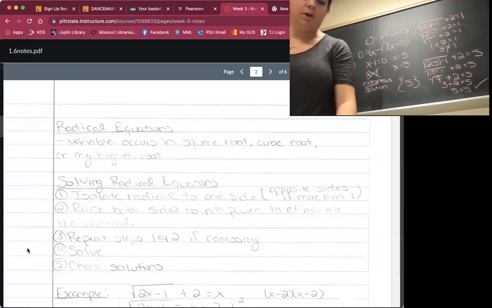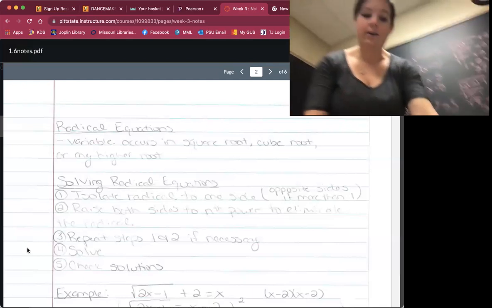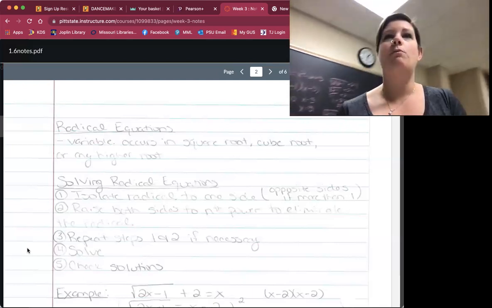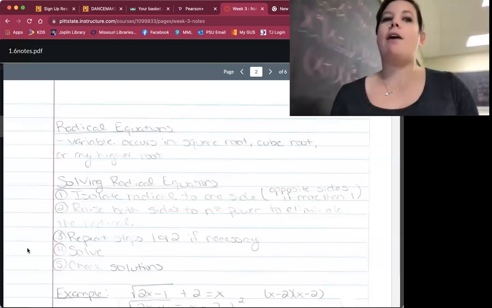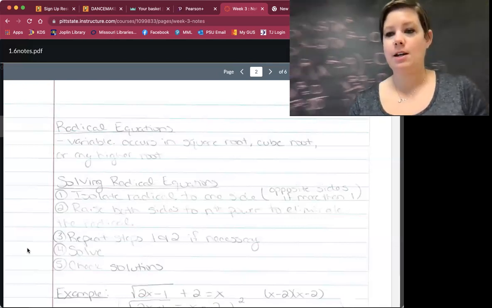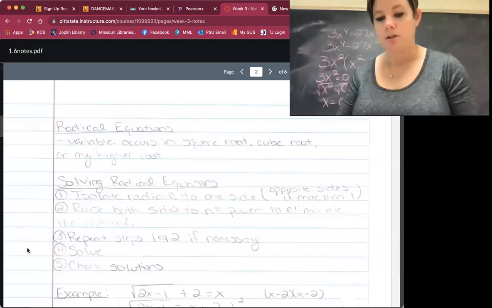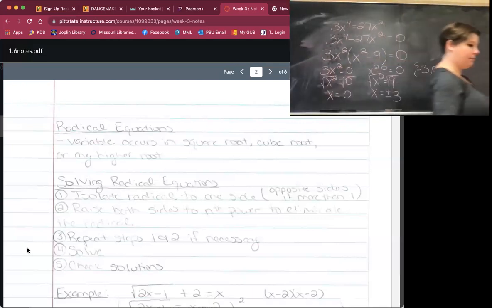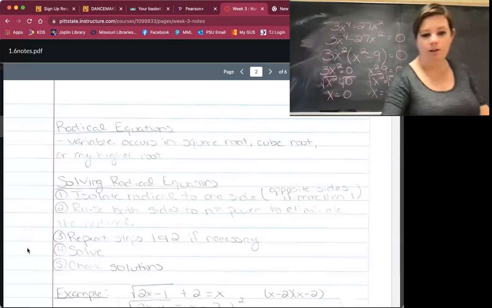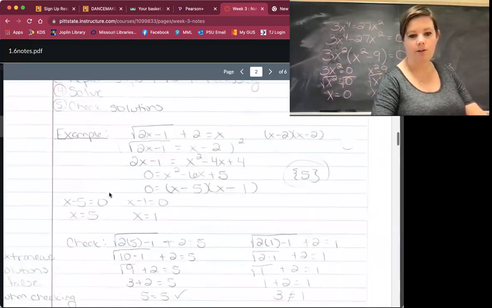So that one's the one that only has one radical, but like I said, if you have more than one radical, you can still solve. You just have to get the radicals on opposite sides of the equal sign. So let me get that problem put up for you. And actually I can scroll for you right here in the notes.